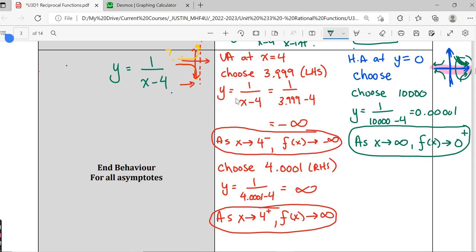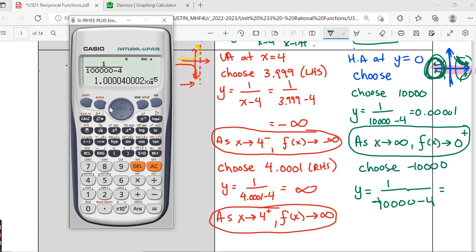Now let's look on the other side, this side right here. So now I'm going to choose a very small number. Let's go y equals 1 over negative 10,000 minus 4. Without even plugging this in, I know it's going to be a negative value since I chose negative 10,000. But like I mentioned earlier, the horizontal asymptote is not always going to be at 0. It could be another number. So get in the habit of doing what we're doing now.